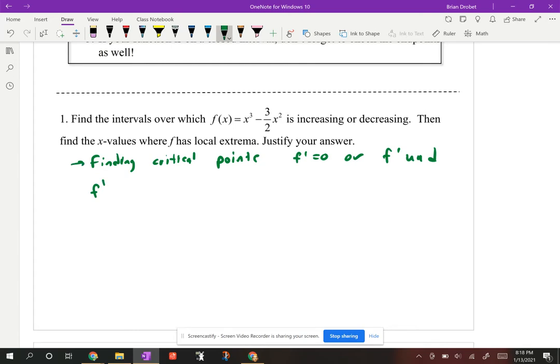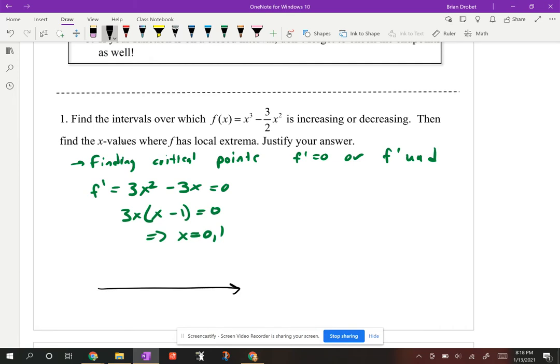So f prime, in this case, is 3x squared minus 3x. This will never be undefined, but it could potentially equal 0. Let's work out where that happens. Factor out 3x, x minus 1 is equal to 0, and you see that we end up with two critical points, 0 and 1. So now what I'm going to do with those critical points is plot them on a number line.